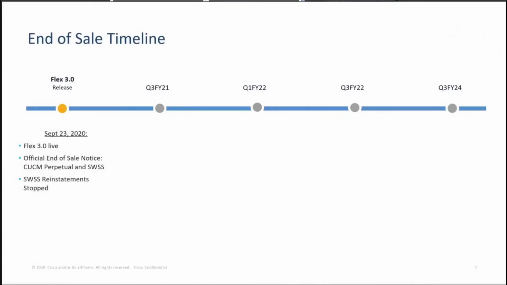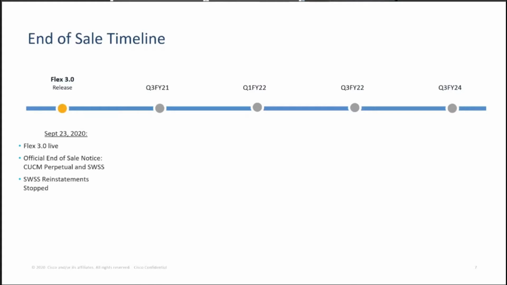So you might be saying, well, what's the timeline here? So Flex went live in our system, able to be ordered on September 23rd this year. With that, the official end-of-life notices for Call Manager and the SWSS, that also applies to the Emergency Responder and Expressway licensing, has happened, right? It's been announced. You can Google it, just CUCM perpetual EOL, it's there. If you'd like some links, we can certainly send them out after the fact as well.